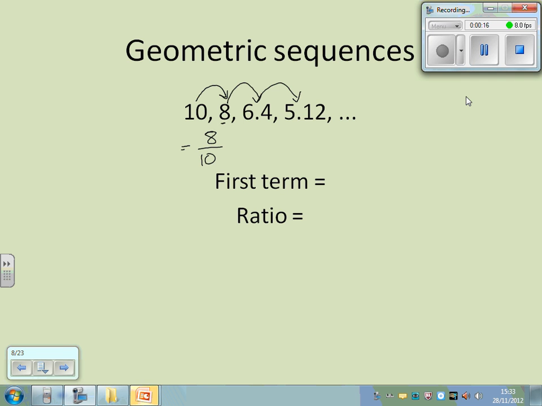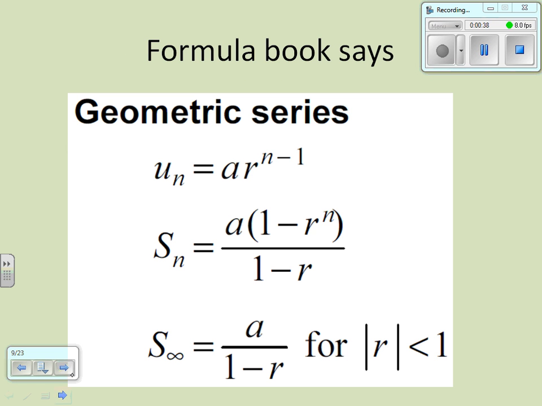8 divided by 10 tells me that my ratio is going to be 0.8. I can check it by doing 6.4 divided by 8 or 5.12 divided by 6.4. Each of these would give a common ratio of 0.8. First term, clearly just 10, like before. This brings us to our formulas for the geometric series.